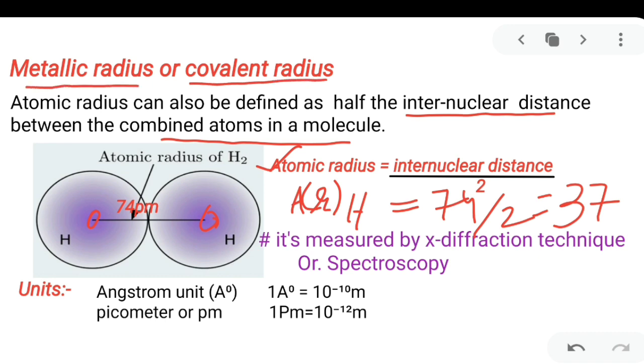Atomic radius can be measured by the X-ray diffraction technique or spectroscopy. The covalent radius or atomic radius can be measured in terms of angstrom or picometer. 1 angstrom is equal to 10 to the power minus 10 meter, and 1 picometer is equal to 10 to the power minus 12 meter.